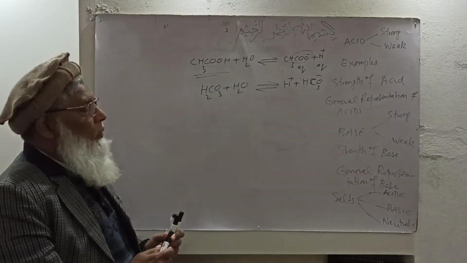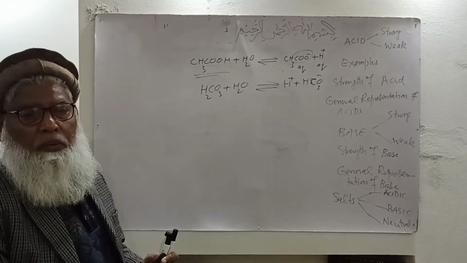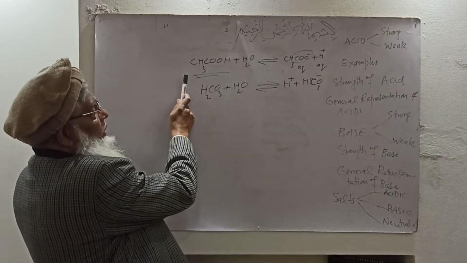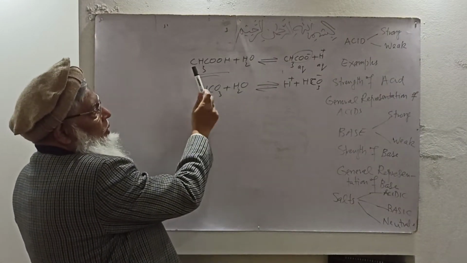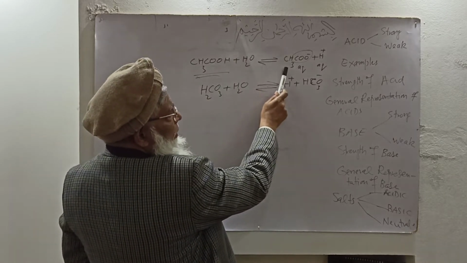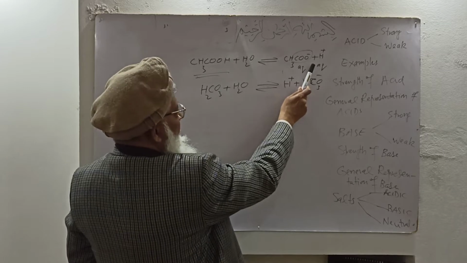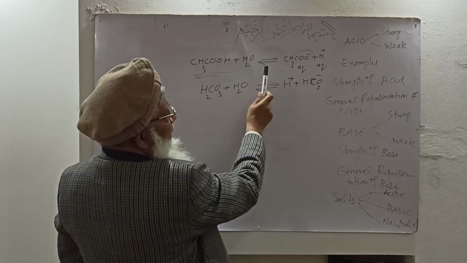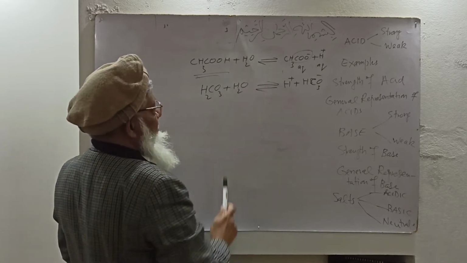Let's see, we will discuss now about weak acids. First one, acetic acid. When acetic acid is added to water, it dissociates into acetate ion and H positive ion. And this partial dissociation is shown by this sign of reversibility.